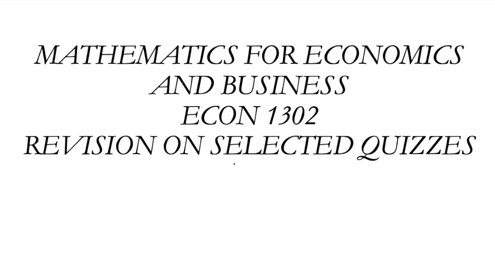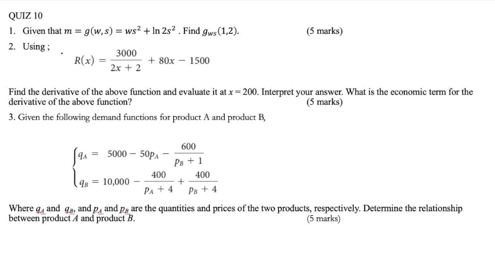Okay, so now let's look at the first quiz. The first quiz is quiz 10. So we look at the first question here. Let me use red pen first. Given that m is actually the function of w and s, given by this, find derivative of GWS when the value of W is 1 and then S is 2. Okay, that's how you read the question. So it is 5 marks.